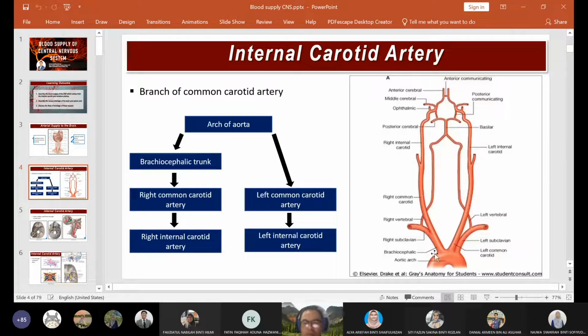So the brachiocephalic trunk on the right divides into right subclavian and right common carotid artery. And then it divides into right external carotid and right internal carotid. Remember that? Ingat kan? So if you look at right and left, here is your right, here is your left. This is arch of aorta, brachiocephalic trunk, right common carotid, and right internal carotid. For the left side, it goes straight away to the left common carotid and becomes the internal carotid artery. That is the internal carotid artery.